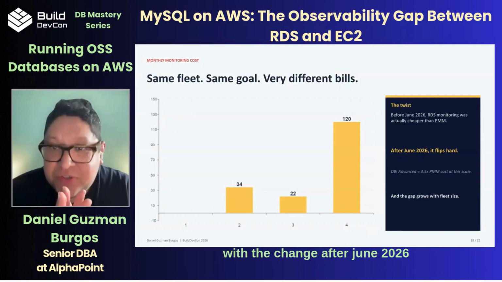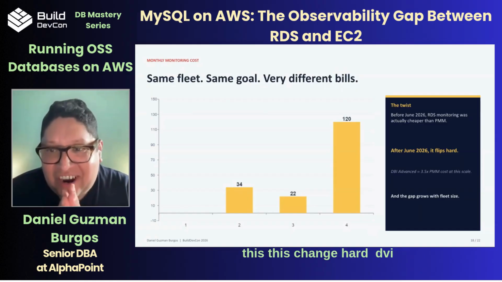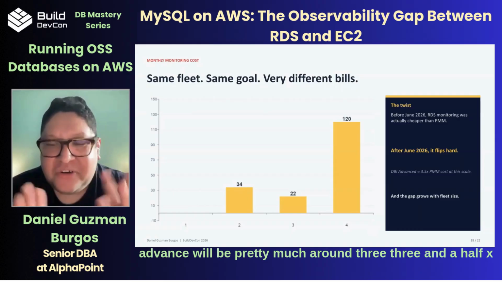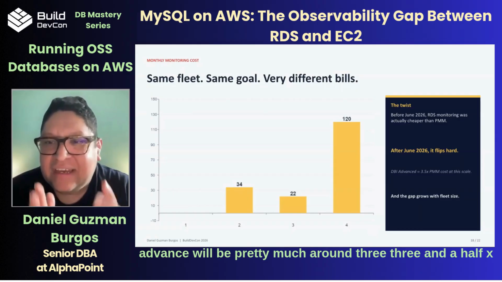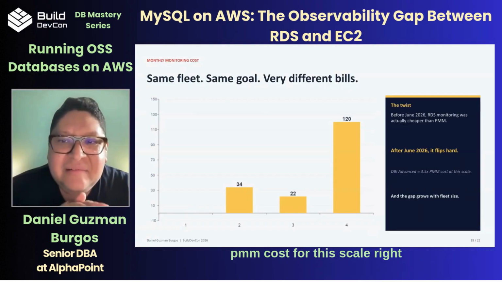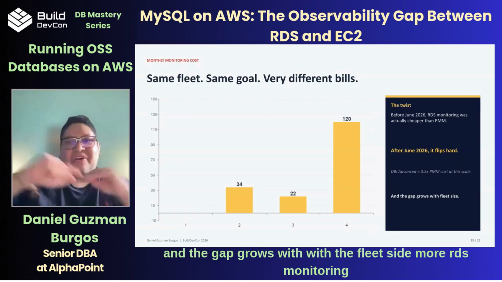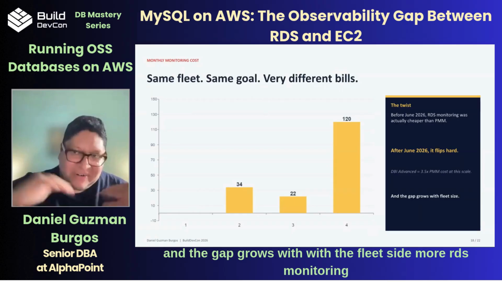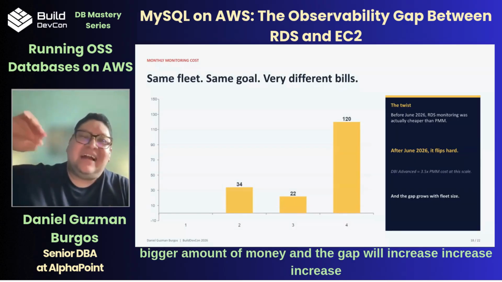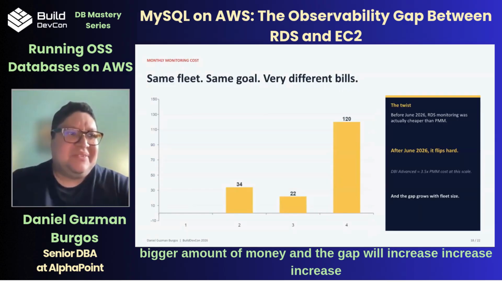With the change after June 2026, this change hits hard. DBI Advanced will be pretty much around 3.5x the PMM cost for this scale, right? And the gap grows with the flip side: more RDS monitoring, bigger amount of money, and the gap will increase.